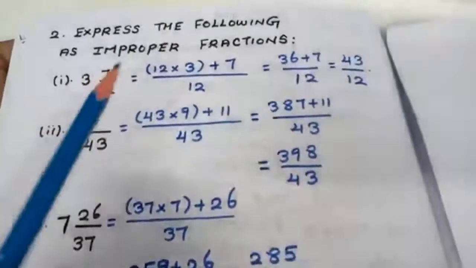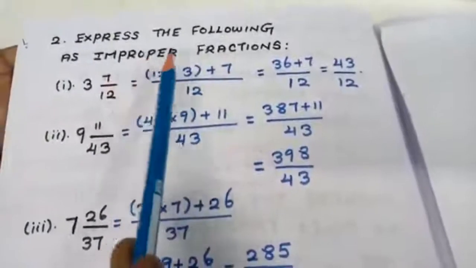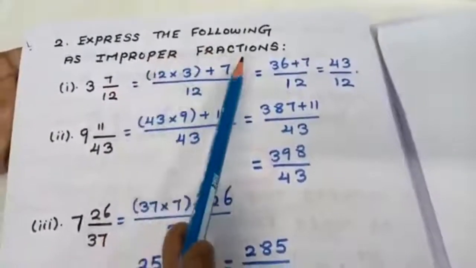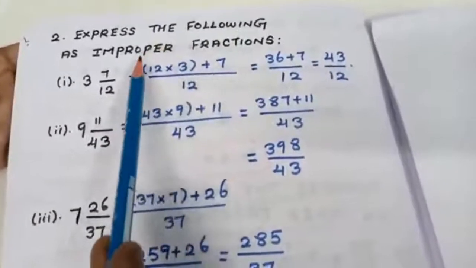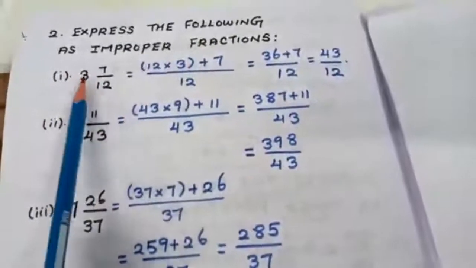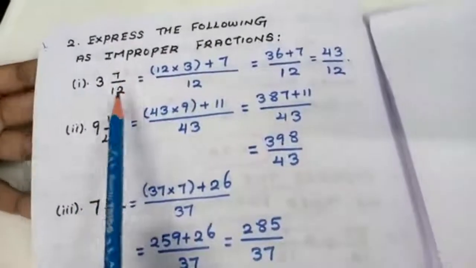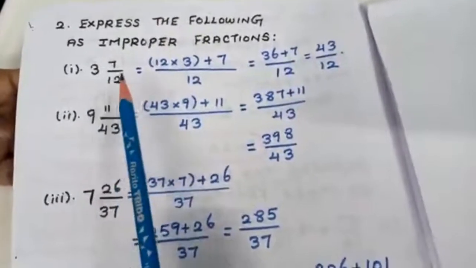Question number 2. Express the following as improper fractions. So what is the meaning of improper fraction? Here the numerator will be greater than the denominator. That is the meaning, students. 3 7 by 12 is given to you in the form of a mixed fraction. We are going to convert this into an improper fraction.